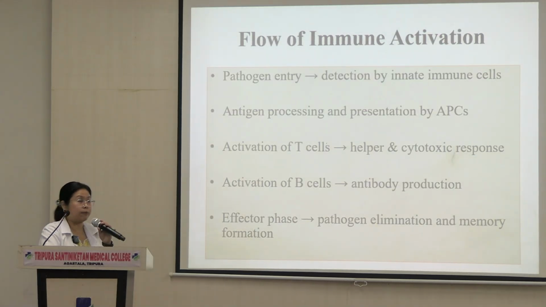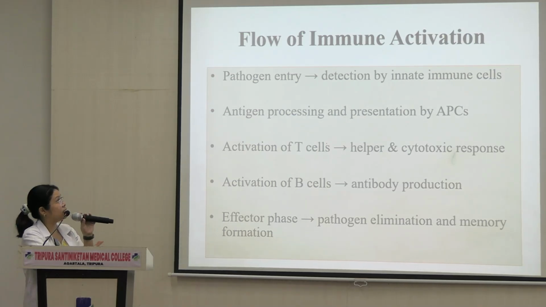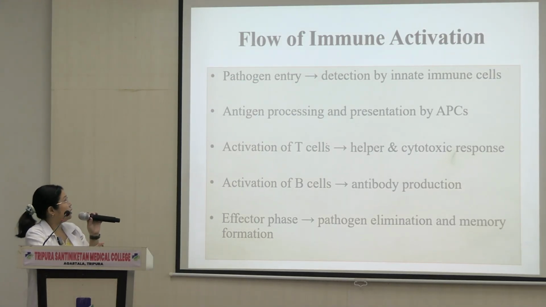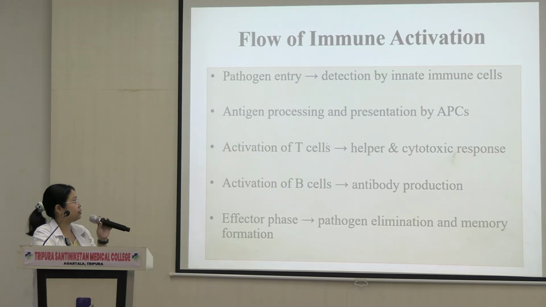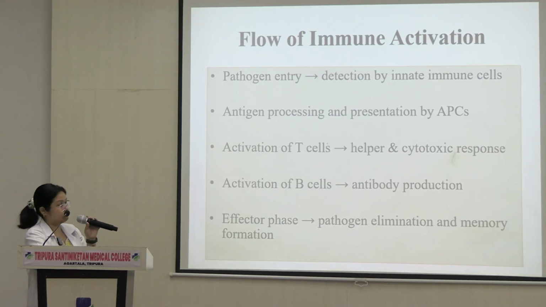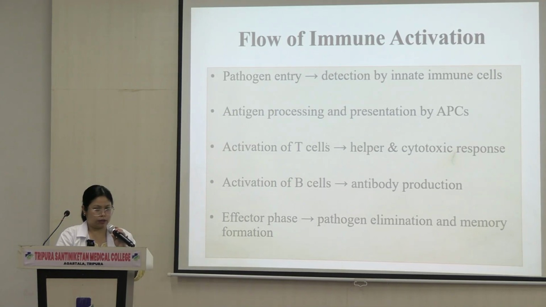So, to summarize, we understand that whenever a pathogen enters, it is detected first by the innate immunity. Then antigen processing and presentation is done by the APCs. T cells then get activated and kill the cell. Then B cells get activated and produce antibodies. All of these processes together cause the elimination of the pathogen and memory cell formation.